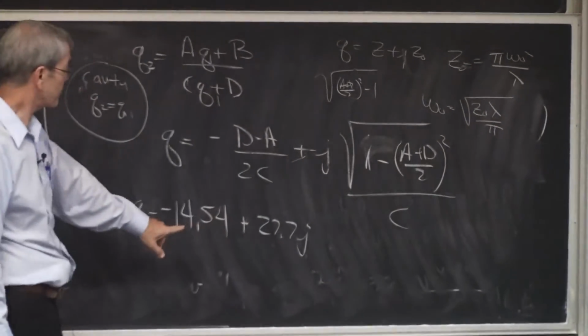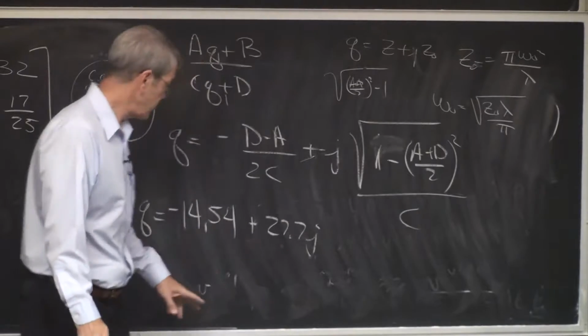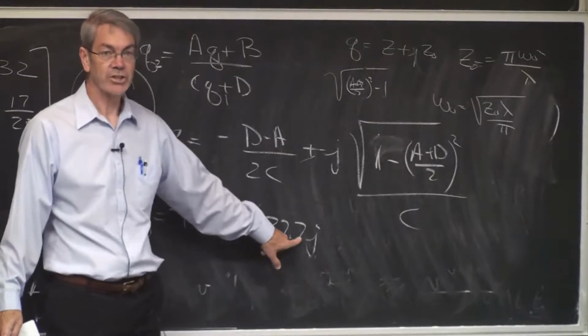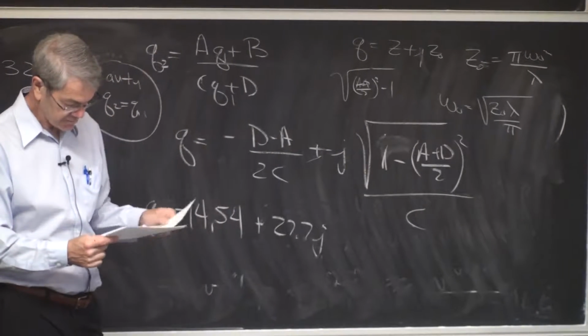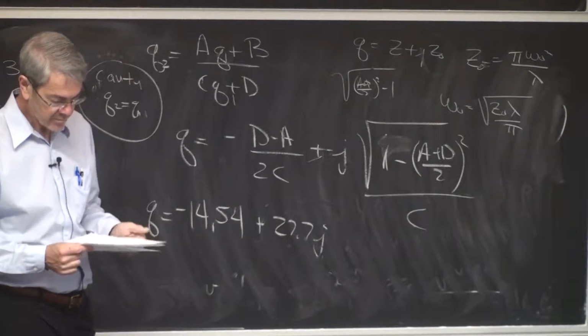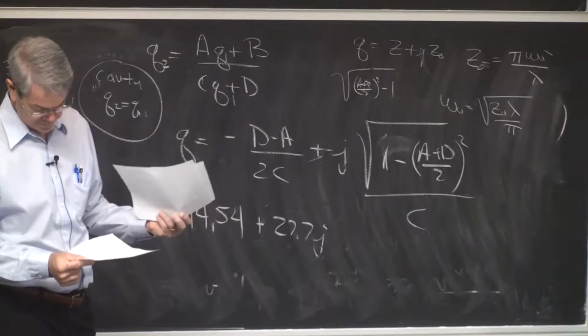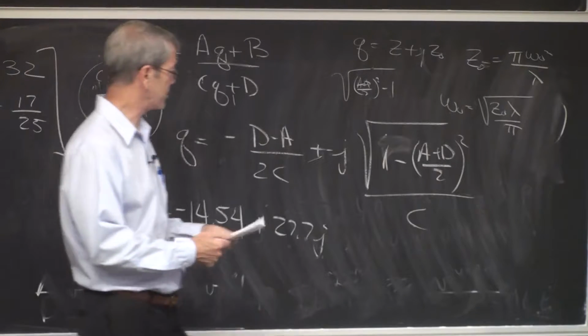So yes, this does contain information, whether or not we asked it is another story. This tells you where the waist is, and this tells you how big it is. So you plug numbers into this. What I got was, oh crap, 290 microns.